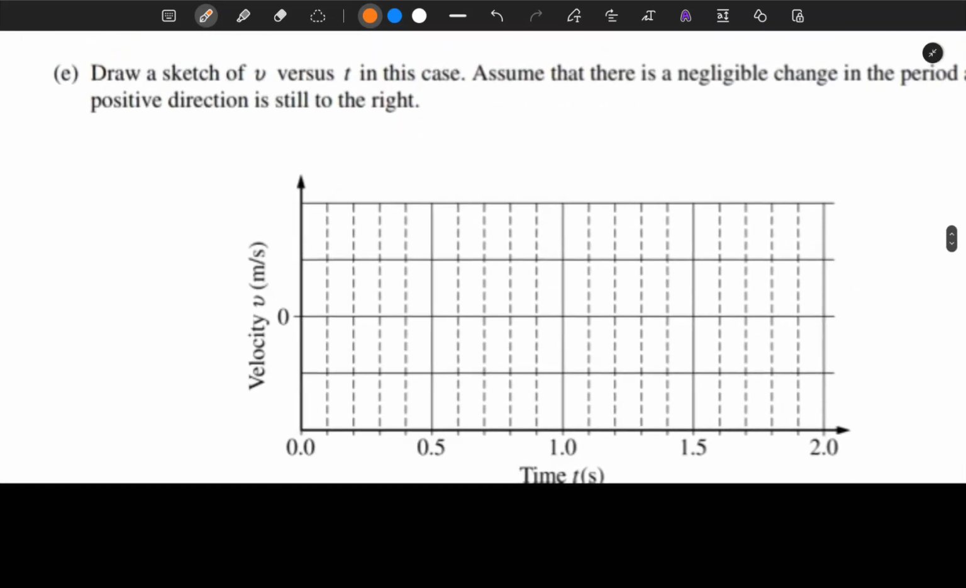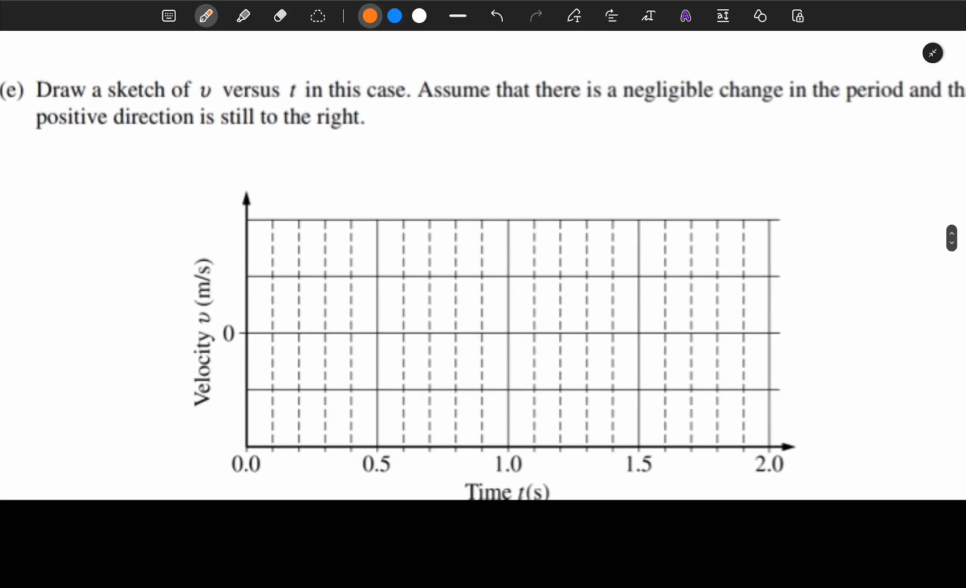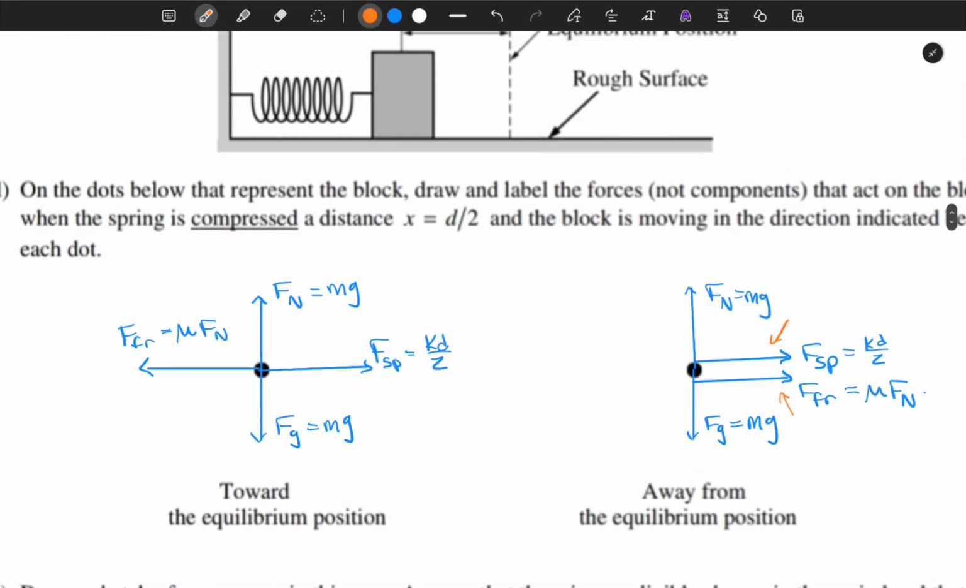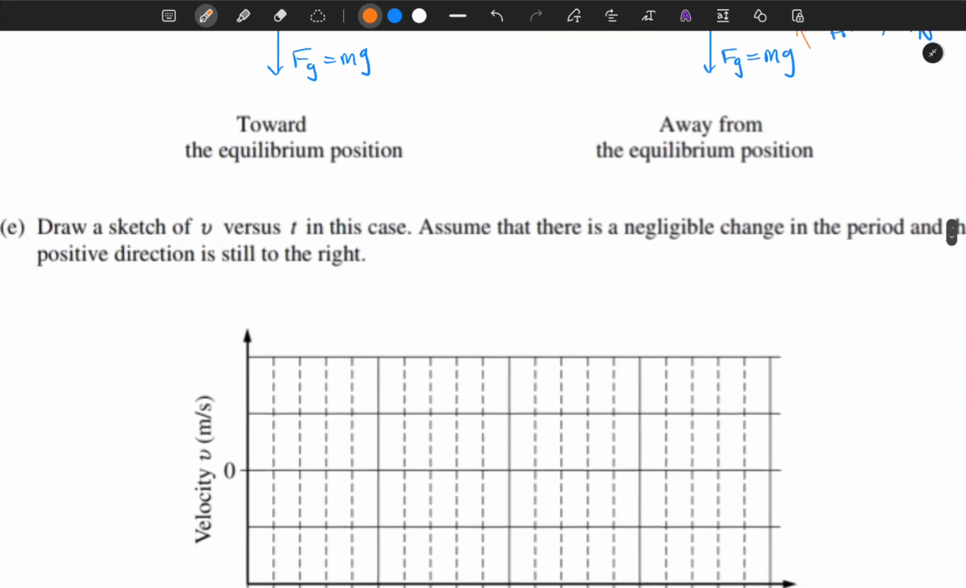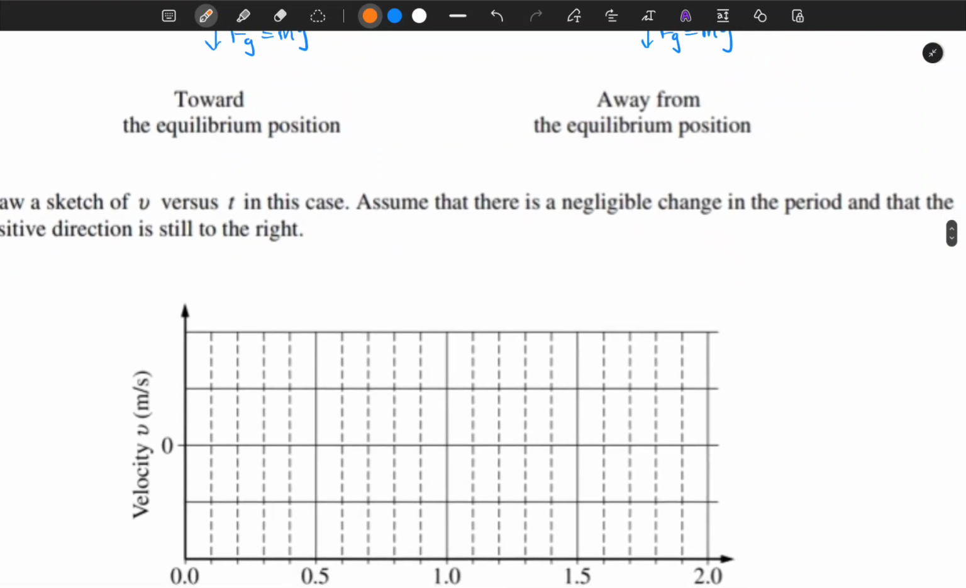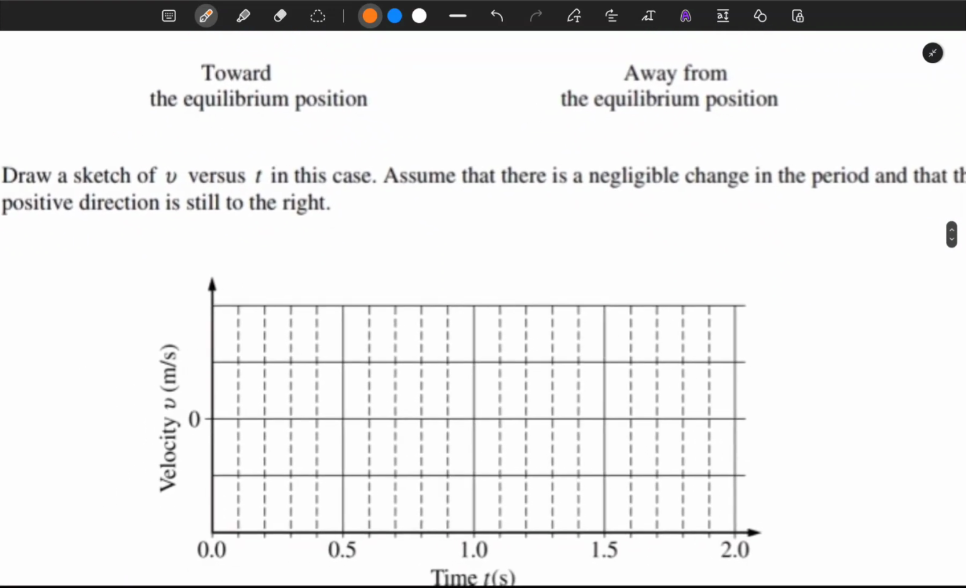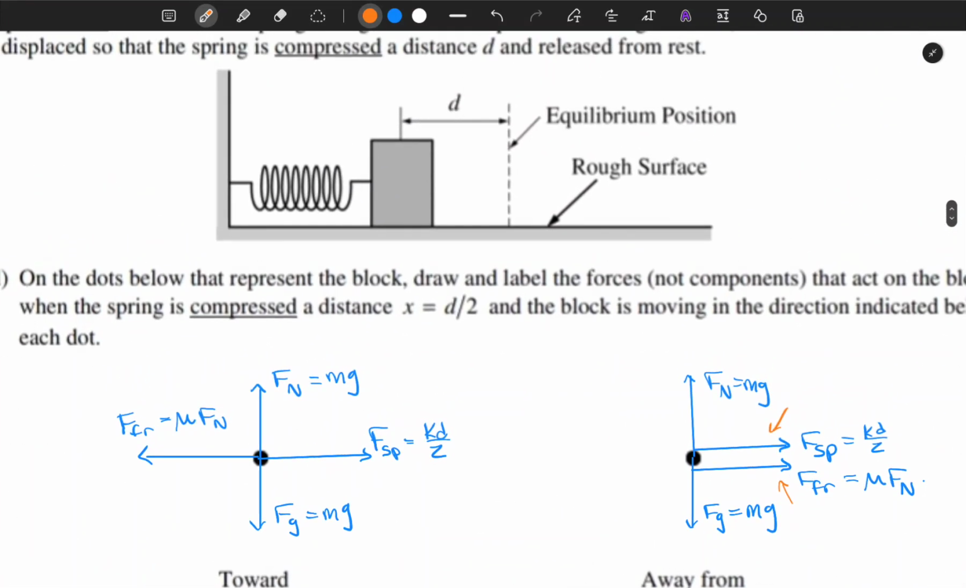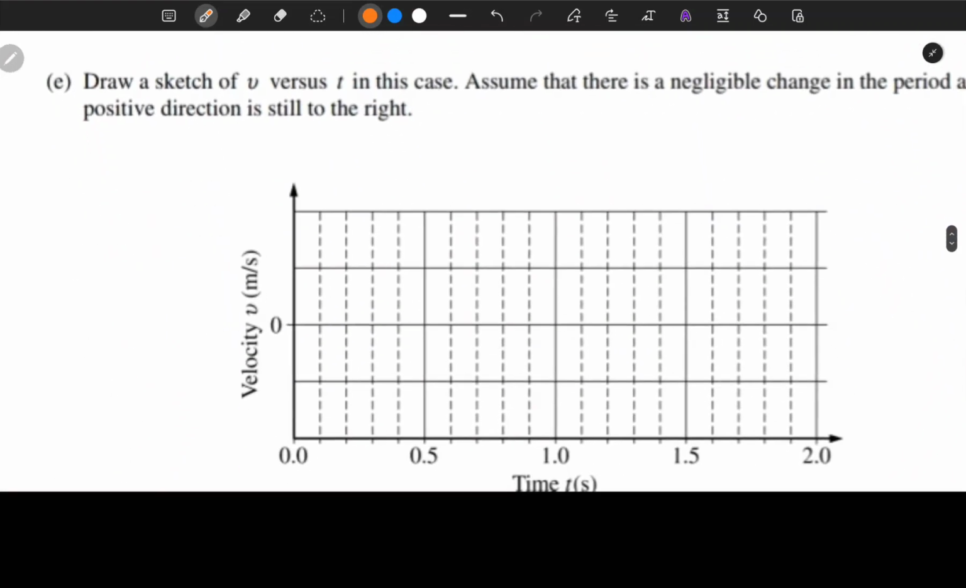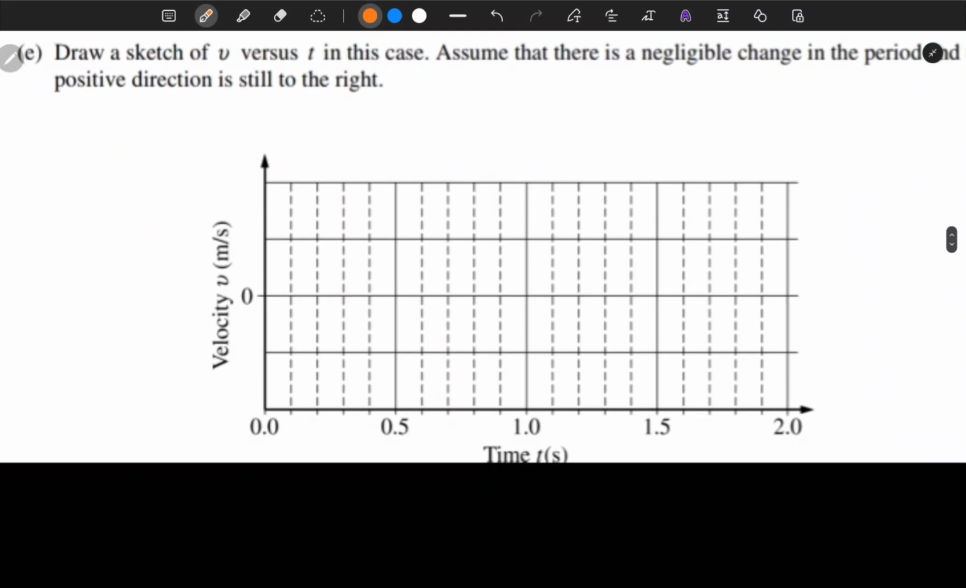Finally, consider the following question. We wish to draw a sketch of v versus t in the case where we have a rough surface, assuming that there is a negligible change in the period and that the positive direction is still to the right. To start, we begin this system with the block compressed, so its first velocity will be to the right, or positive, and it will be increasing until it passes through the equilibrium position.